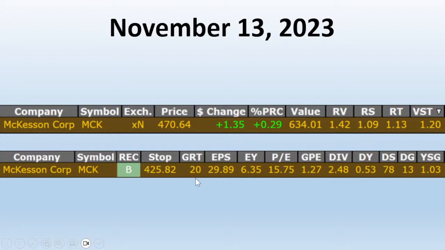Other earnings information that we have here, GRT, earnings growth rate, earnings per share, of course. This is a leading 12-month indicator. Earnings yield, price to earnings PE ratio, growth to PE ratio. The stock also pays a dividend, pretty nice yield, good safety, good growth. YSG is an indicator that combines the dividend yield, safety, growth. It's on a 0 to 2 scale. Above 1 is good, below 1 is bad.